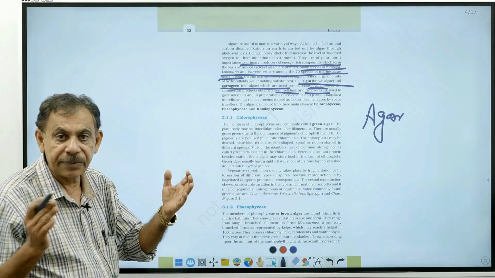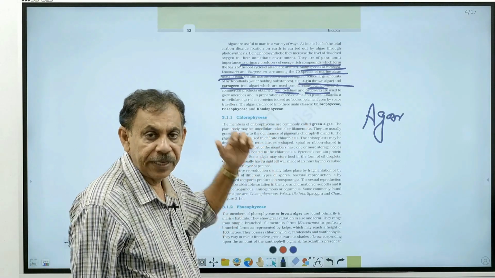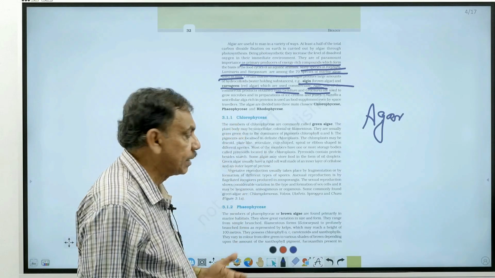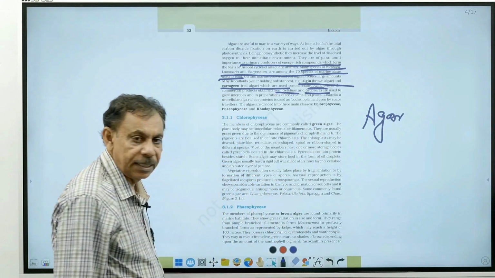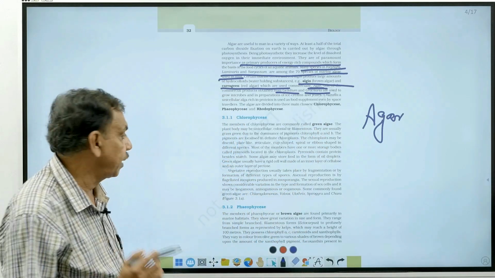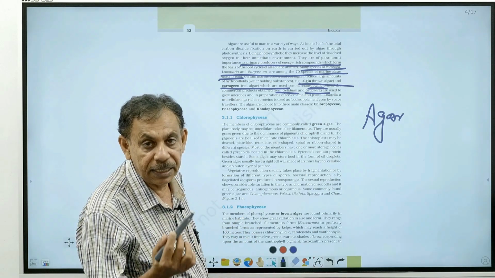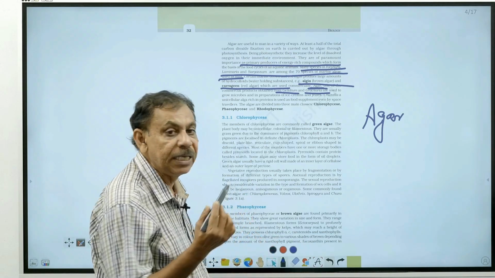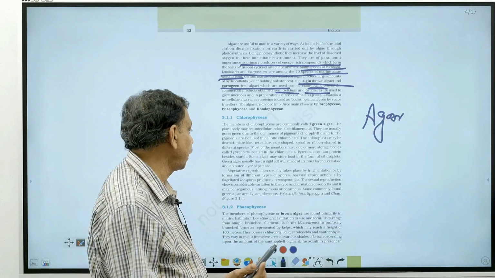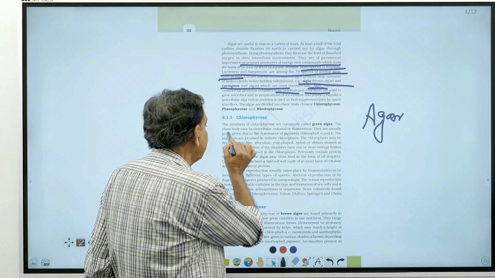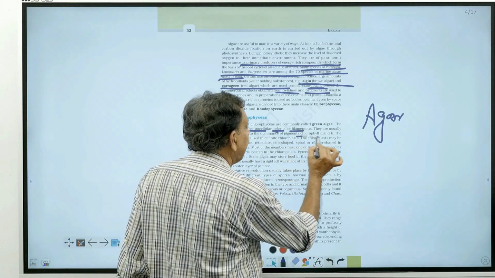Now coming to classification of algae. Algae are classified into Chlorophyceae, Phaeophyceae, and Rhodophyceae. What is Chlorophyceae? Chlorophyceae is otherwise called green algae. Why are they green algae? Because their filaments are green in color due to the presence of the pigments chlorophyll A, chlorophyll B, xanthophyll and carotenoid. They may be unicellular, colonial, or filamentous. The main pigments are chlorophyll A and chlorophyll B.